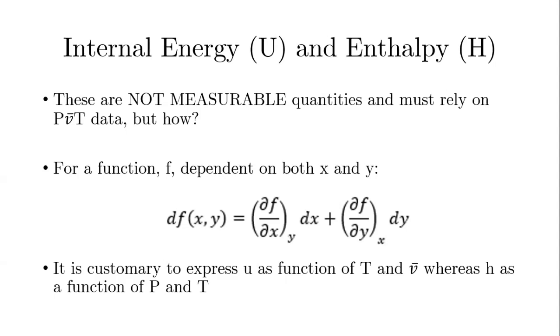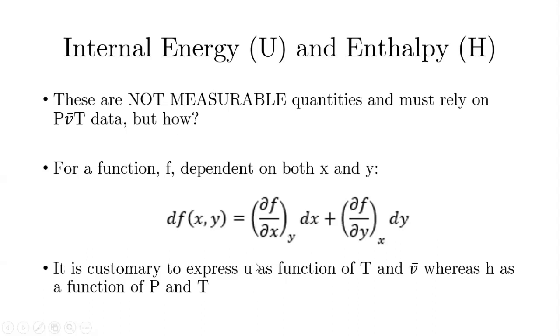Let me remind you from Calculus 3 that the total derivative of a function that depends on 2 variables is defined as the sum of the partials. I take the derivative of the function with respect to one of the variables and pretend the other one is a number, then take the derivative with respect to the other variable, pretending the first is a number, and add them up. That gives me the total derivative. And we write it like this.